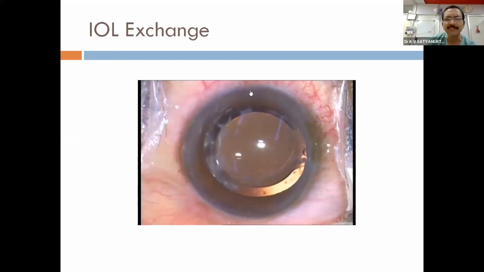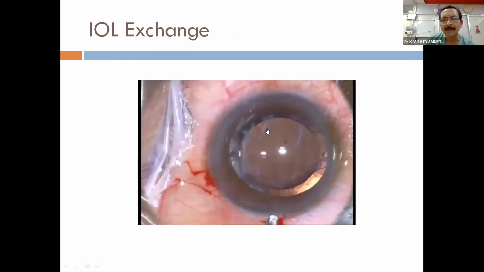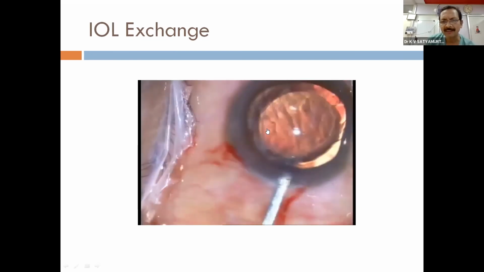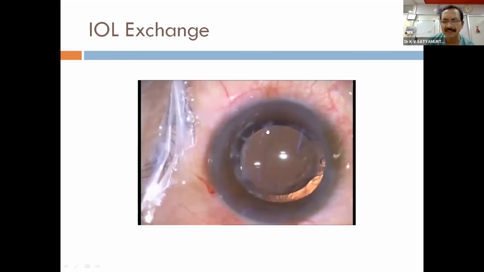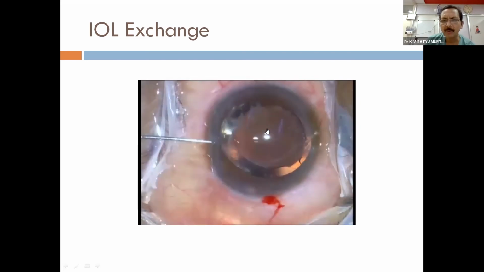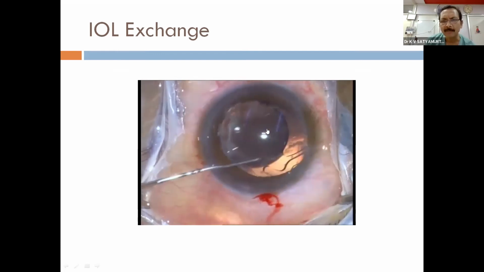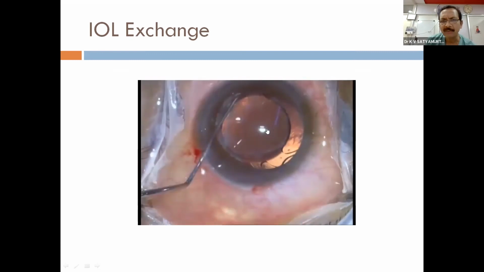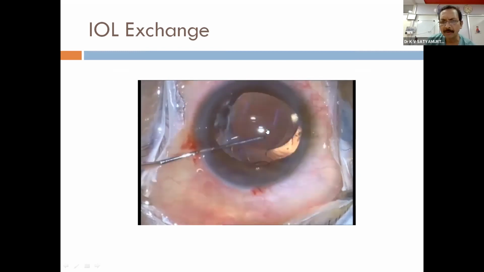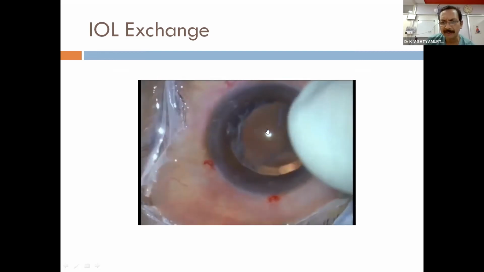This is a case of IOL exchange, done about 3 months after the original surgery. The patient was not willing to accept any other compromise. So finally we decided to exchange the lens, and it was a hydrophilic lens. First, under viscoelastic, you pass an iris depositor under the capsule. Since it was only 3 months, it was not very firmly adherent to the IOL surface. So the IOL was finally brought out through the main entry, which was around 3.2 millimeters.